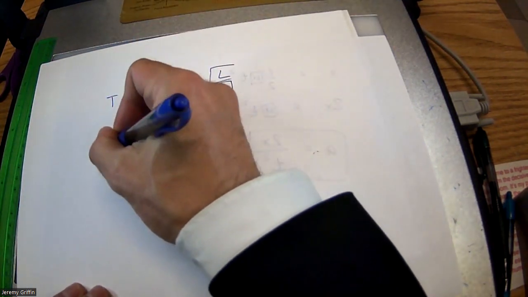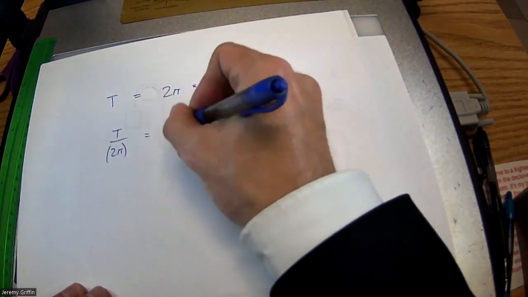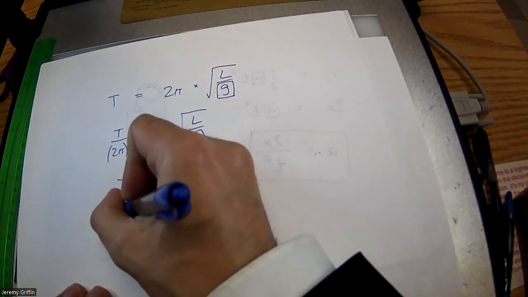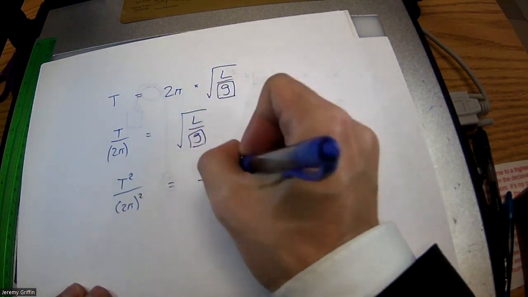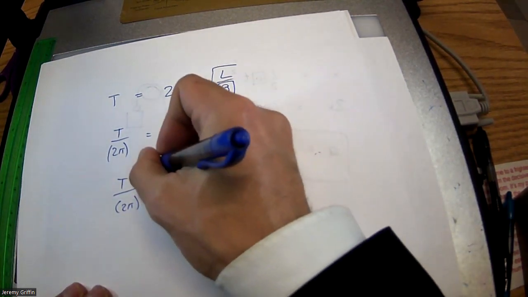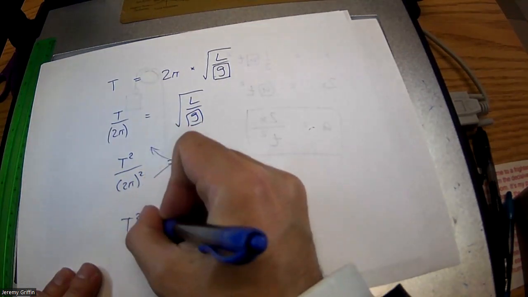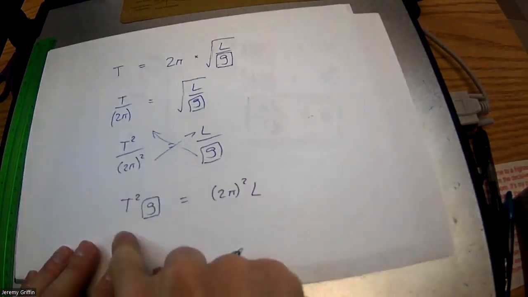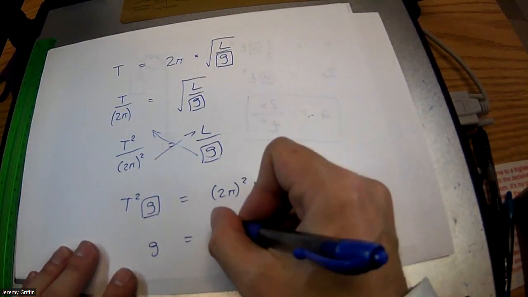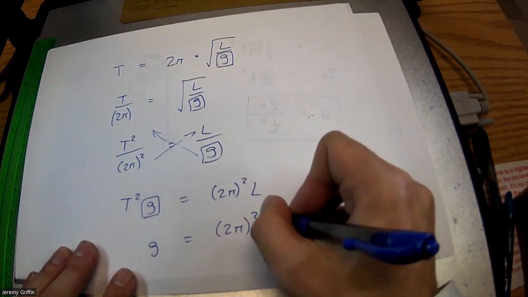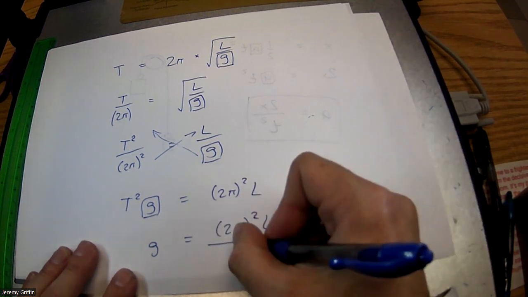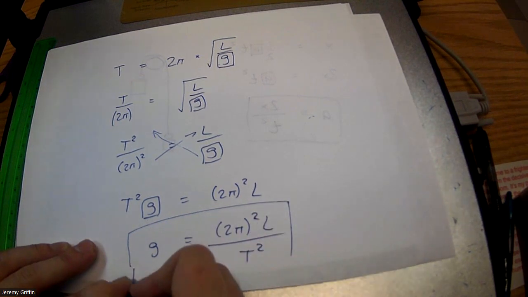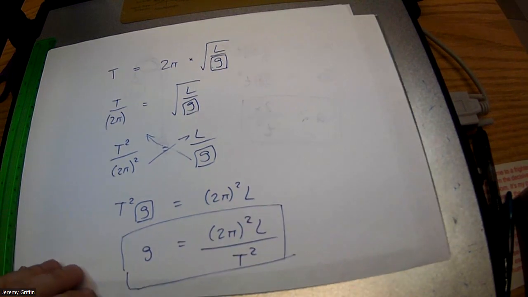Some algebra. Divide both sides by 2 pi. Square both sides. Cross multiply. And finally, divide both sides by the time period. Boom. Now you have a general formula to figure out the gravity field on any planet just by swinging a pendulum back and forth. Boom, there it is. That's it. And so algebra is a really powerful tool that you can use to solve all kinds of stuff. That's solving in terms of variables.